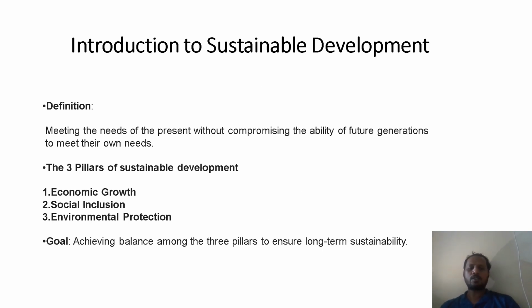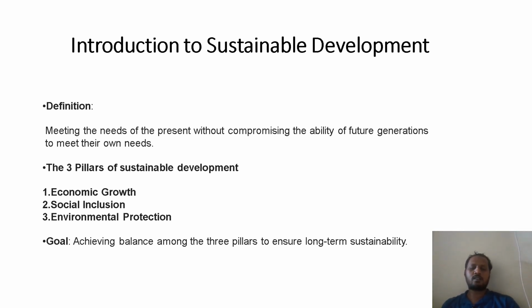Let's start. Introduction to sustainable development. First we'll talk about the definition of sustainable development. Sustainable development is meeting the needs of the present without compromising the ability of future generations to meet their own needs. It means that we are using the resources because the previous generation sustained some resources for us. So we are enjoying the resources today because of the previous generation. So we should give more importance to sustainable development.